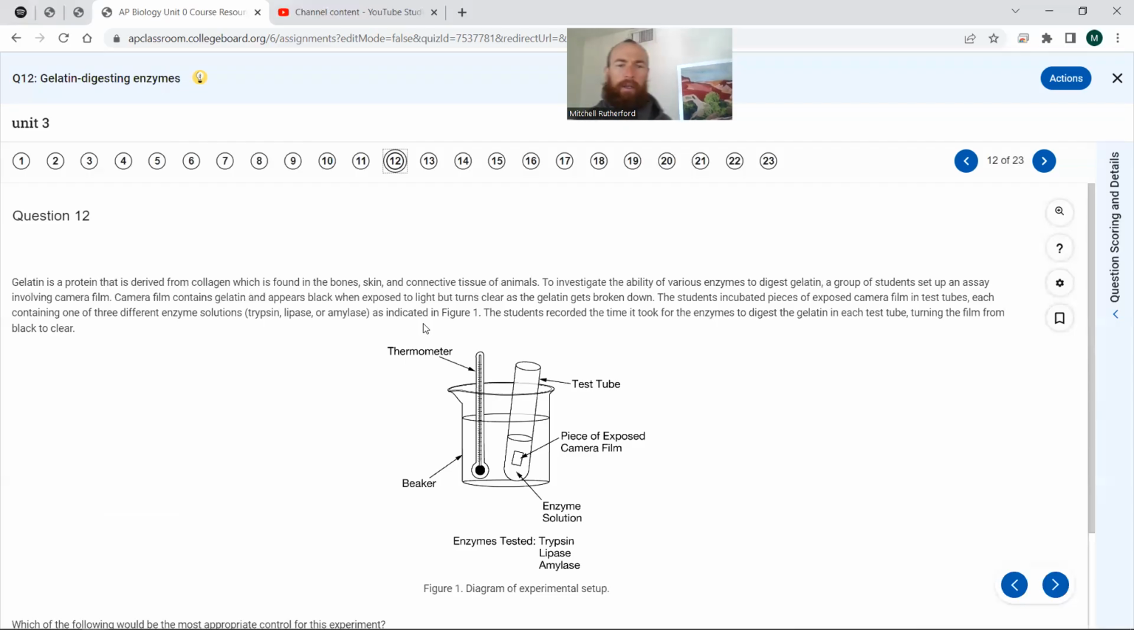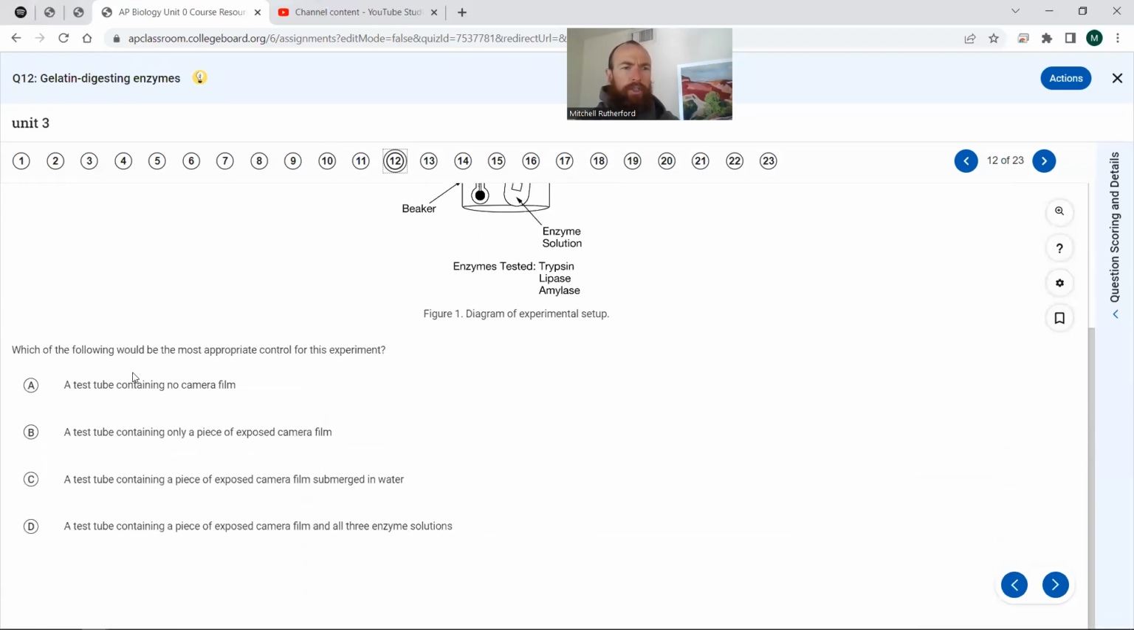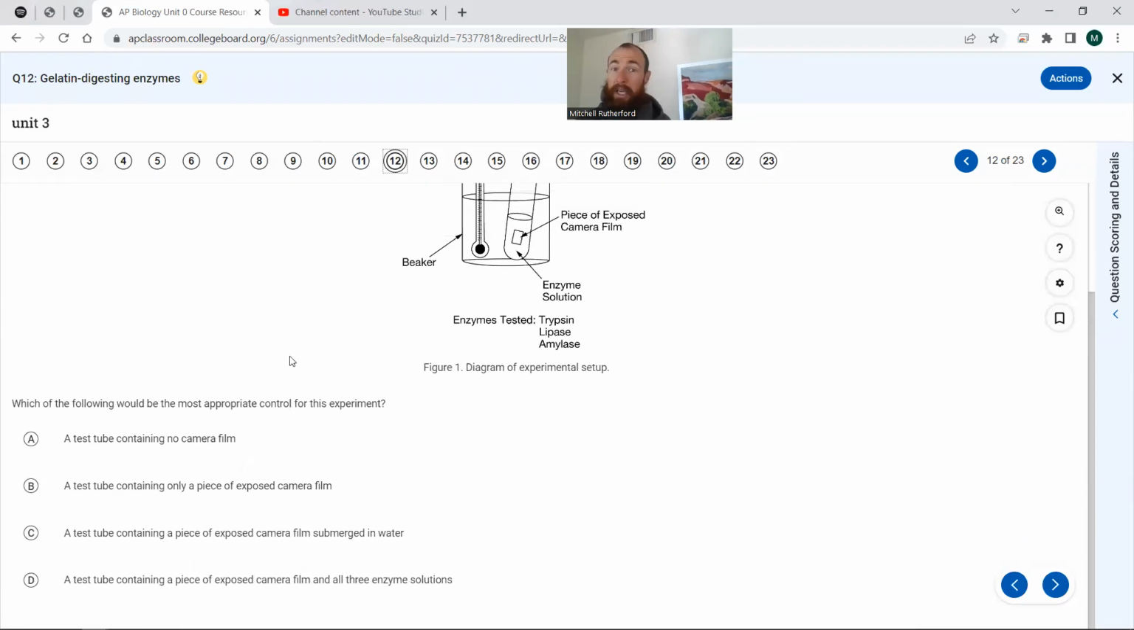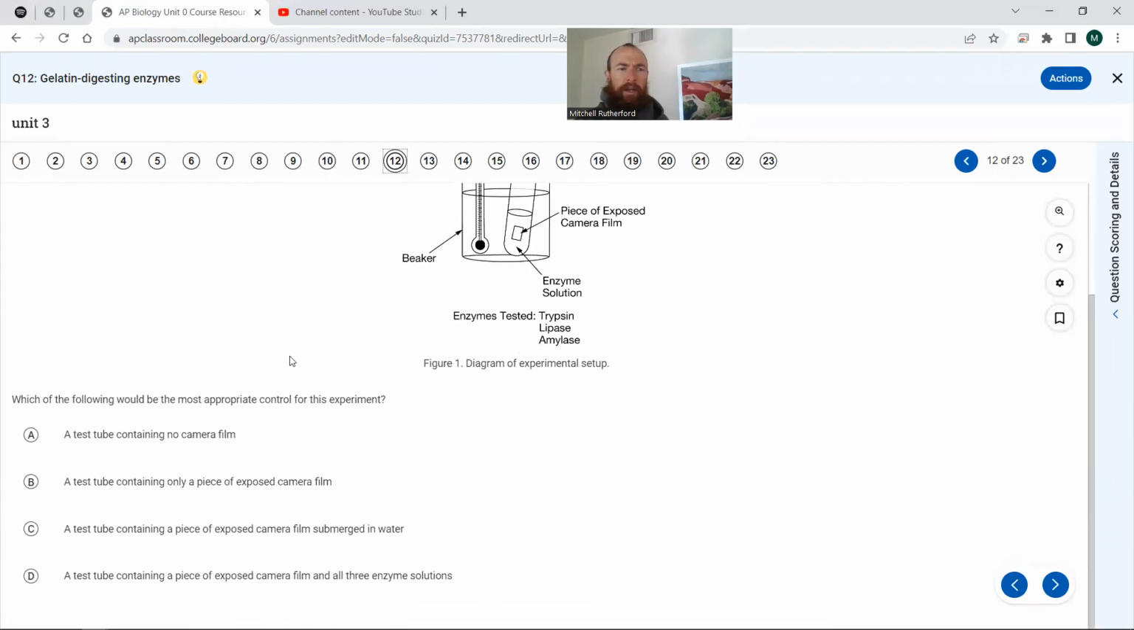Number 12. Oh, finally, a little picture showing an experiment. Okay, great. So it's an experiment question. Let's just go straight to the question. Which of the following would be the most appropriate control? Again, a control. Before they said stay the same, now they're saying control. They're just testing your knowledge that those are the exact same things. So what do we have to keep exactly the same here?